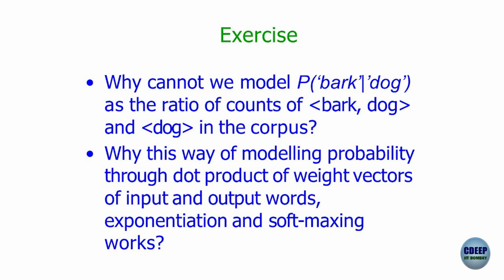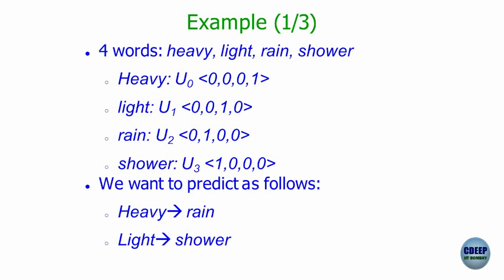This is an important thinking point. Why can't we model the probability of bark given dog as the ratio of counts of bark, dog, and dog in the corpus? Why model the probability through the dot product of weight vectors of input and output words, exponentiation, and then softmaxing? Why not a simple ratio of counts? You should think about that. Now we work out a simple case of word2vec.